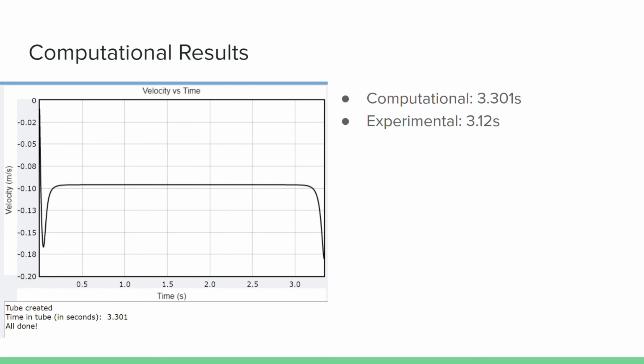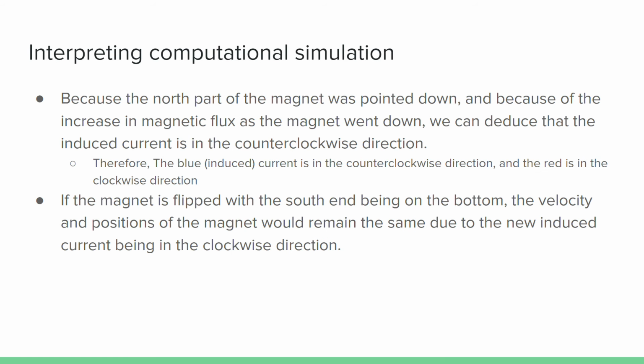The results show the magnet dropping through the tube and the velocity versus time graph of the magnet falling through the tube, with the computational simulation giving us a time of 3.301 seconds and the experimental average being 3.12 seconds.